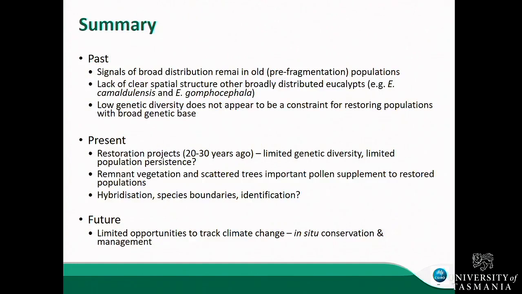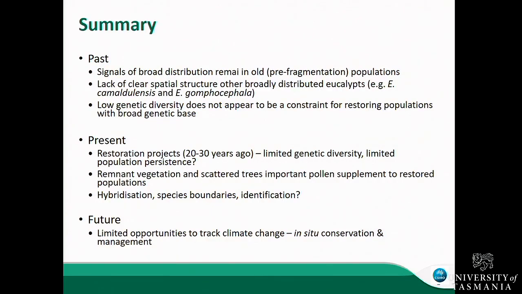Just a quick summary. So I think the provenance study sort of tells us that there are signals of the broad distribution that was there pre-European settlement. There's a lack of clear spatial structure. That's not unusual. It's been found in a couple of other species. And it looks like low genetic diversity is not going to hinder restoration practitioners in terms of choosing sites, as long as they look for those larger sites.